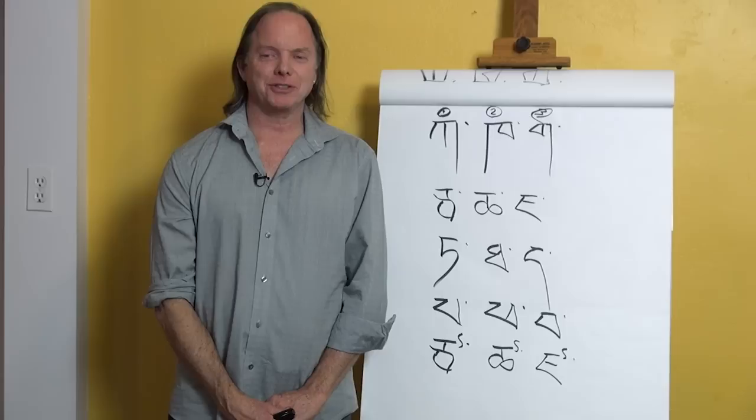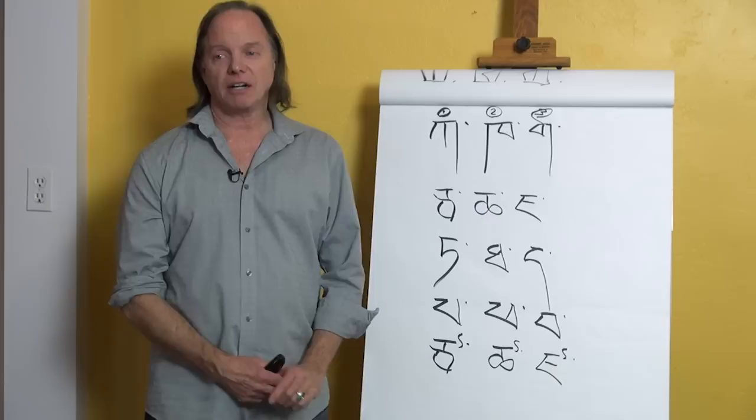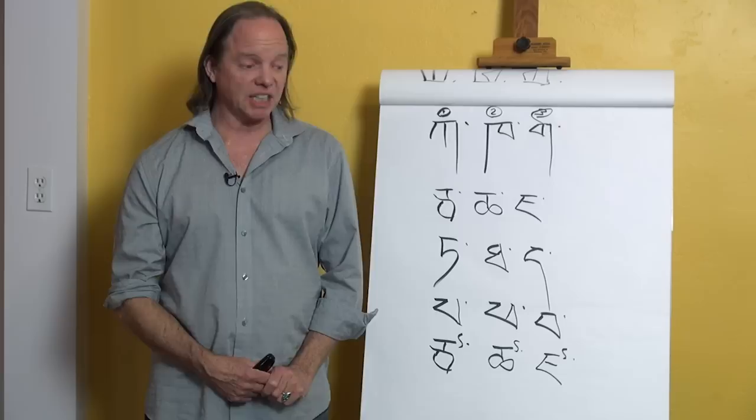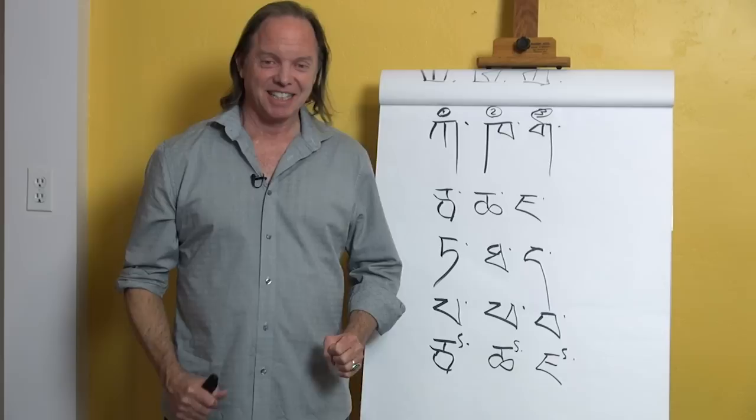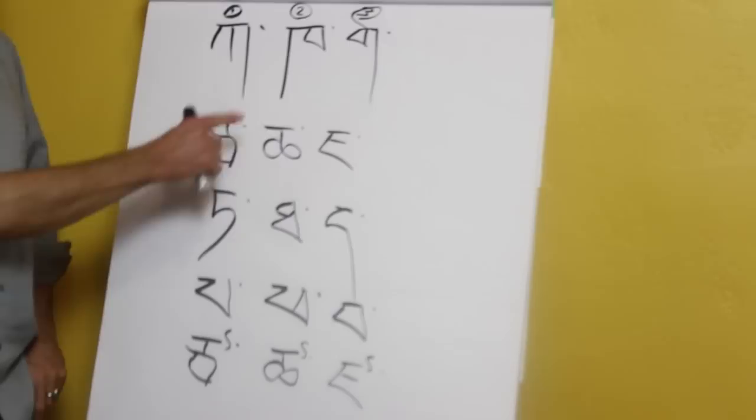During the last three classes, we've covered half the 30 consonants in the Tibetan alphabet, half of the Tibetan alphabet, by learning the ka cha ta ba tsa tricks. So please say ka cha ta ba tsa, ka cha ta ba tsa.